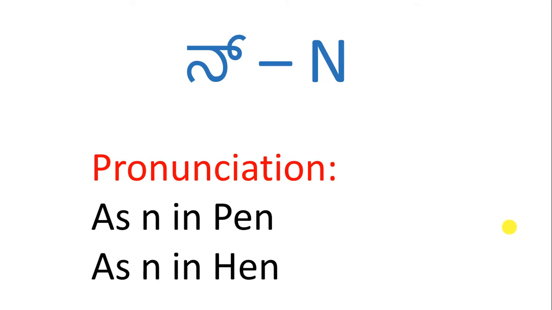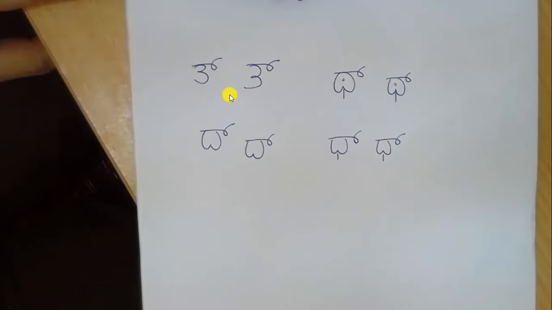Now let us see the next one, which is n, and it is pronounced as the small n in pen or the small n in hen. If you remove PE from the pen, it would sound like n. Or if you remove HE from the hen, it would sound like n. And that is how you pronounce this n. Now let us see how to write this root consonant n.